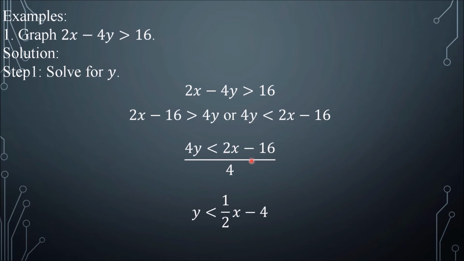Now, after isolating 4y on the right side, we need to divide all sides by 4 because we need to isolate y only. So 4 divided by 4 is 1. That's y. 2x divided by 4 is 1/2 x. 16 divided by 4 is 4. So this will be the slope-intercept form. So it is easy now to graph this inequality because of this.